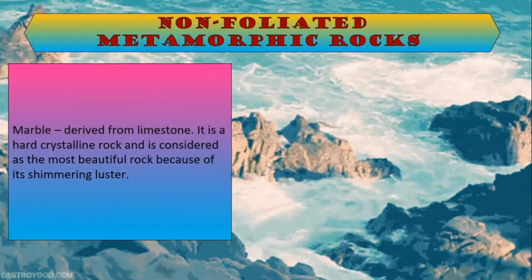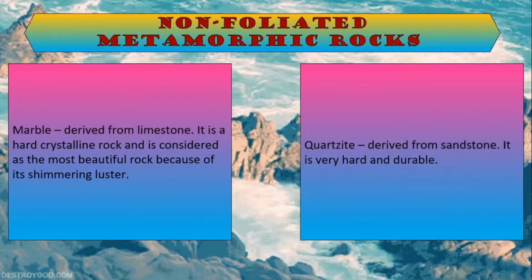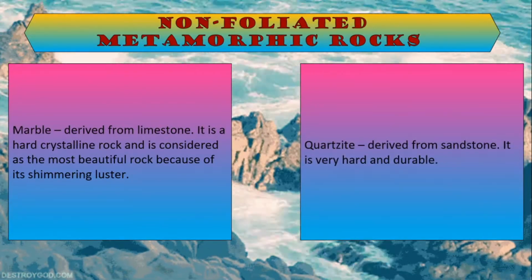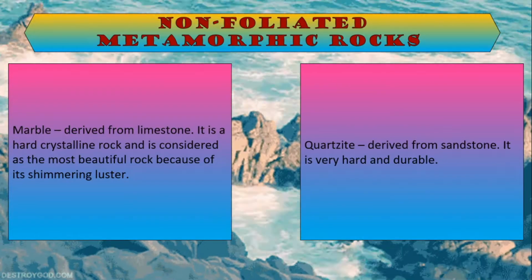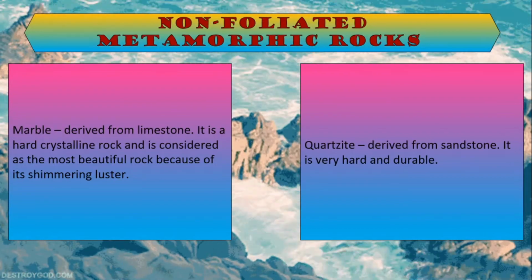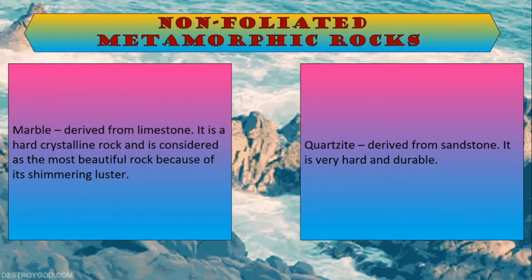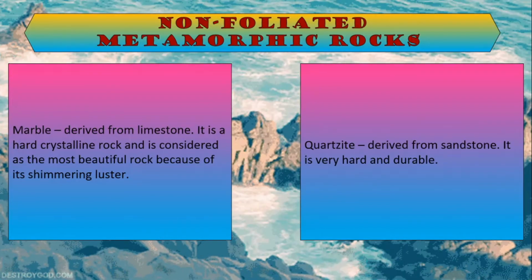Examples of non-foliated metamorphic rocks are marble and quartzite. Marble is derived from limestone. It is a hard crystalline rock and is considered the most beautiful rock because of its shimmering luster. Quartzite is derived from sandstone. It is very hard and durable.